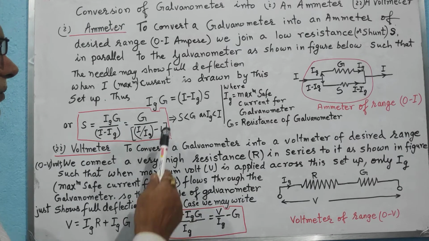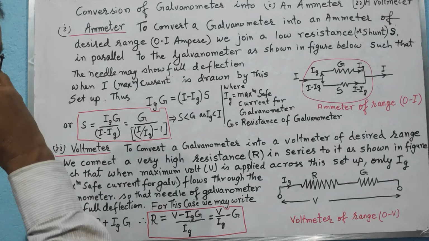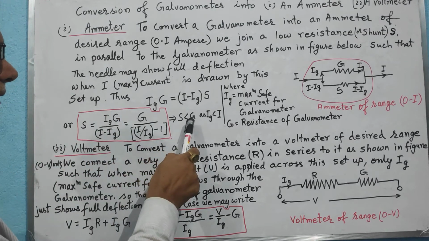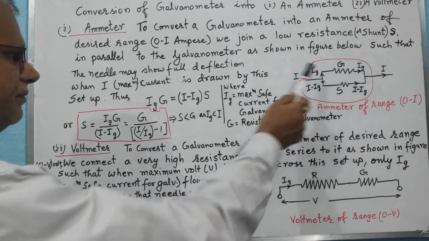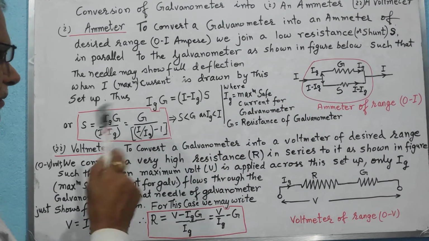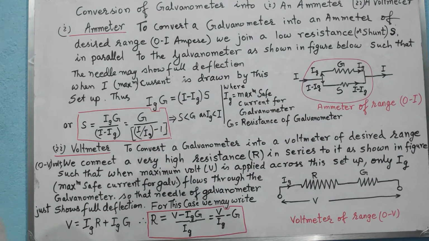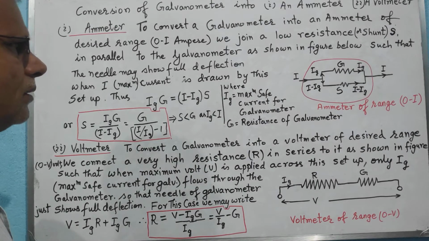Here one thing is very remarkable: the shunt value is always less than capital G, as the maximum safe current is always less than the maximum current to be measured by the ammeter. So this is very interesting.